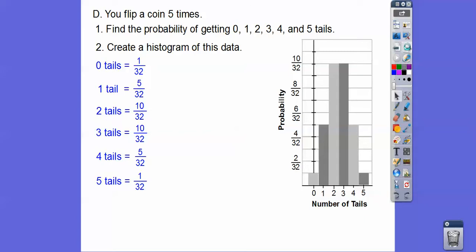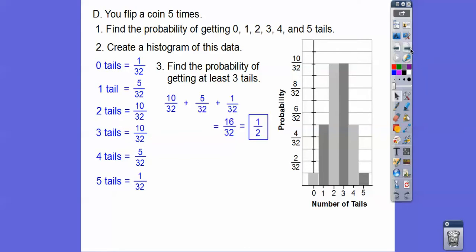All right, okay, so let's find the probability of getting at least 3 tails. Well, we did the hard work over here. Here's 3 tails is going to be either 3 tails or 4 tails or 5 tails, at least 3. So here's the probabilities. We just add those up. Okay, so we're going to get 16 over 32, which is a half.